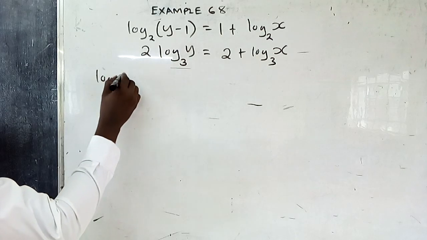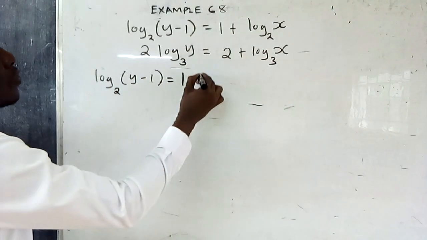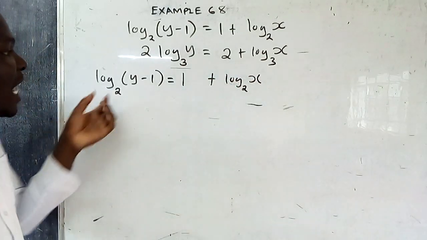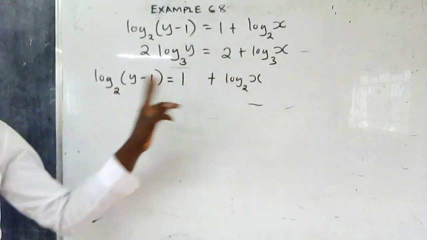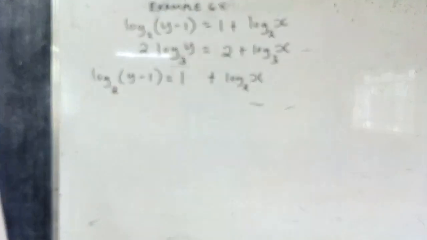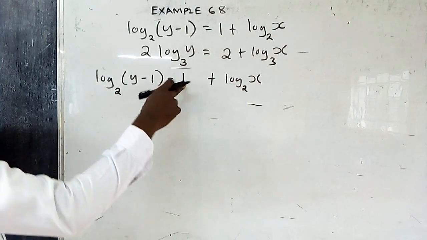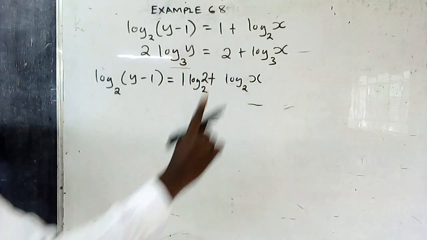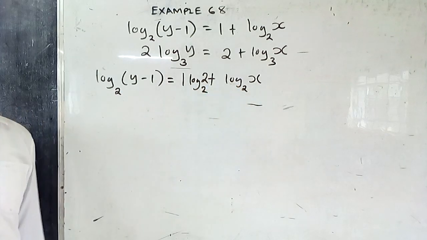The first one we have log (y minus 1) to base 2 is equal to 1 plus log x to base 2. Now here, for us to go to a point of ignoring the logs, we must have the same base throughout in each and every term, isn't it? So here it is base 2, meaning this one must have log to base 2. So we introduce log 2 to base 2, because a log of a number with the same base is 1. So we have base 2 throughout, isn't it?